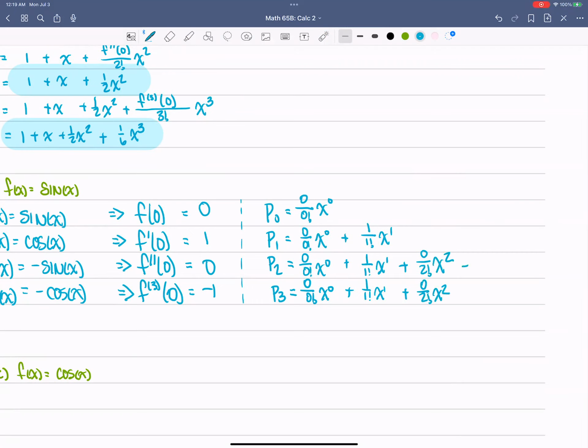And lastly, we stop there, and we add one more here. For the last one, we have the third derivative, or you could write it as triple prime, evaluated at 0 over 3 factorial x cubed. So this is going to be negative 1 over 3 factorial x cubed.